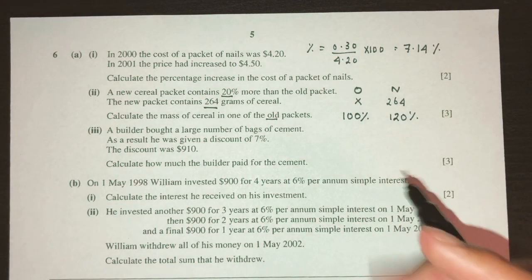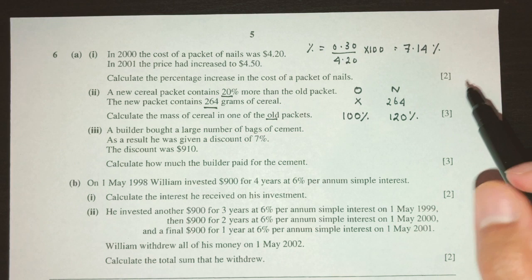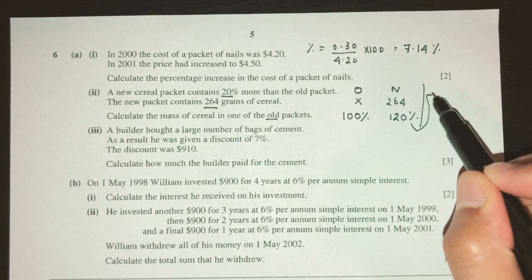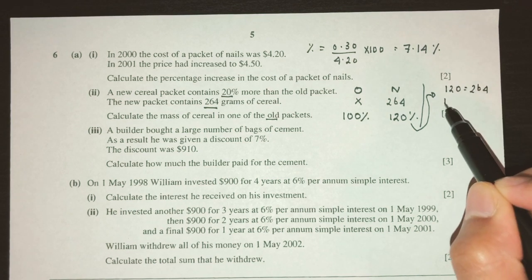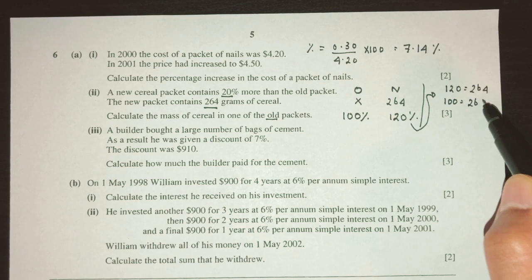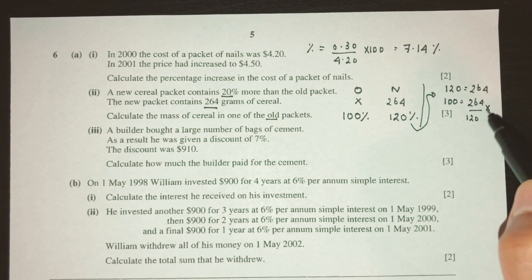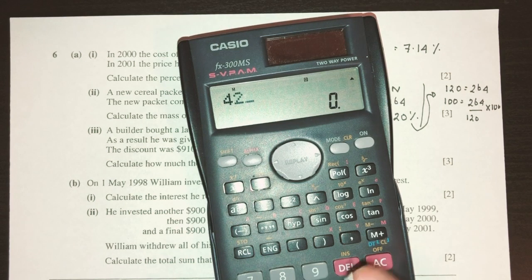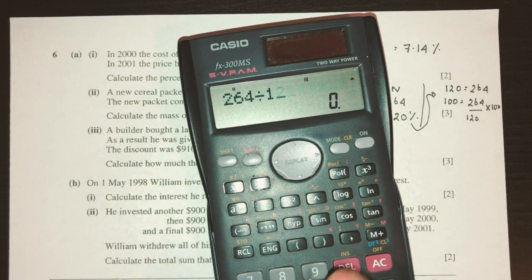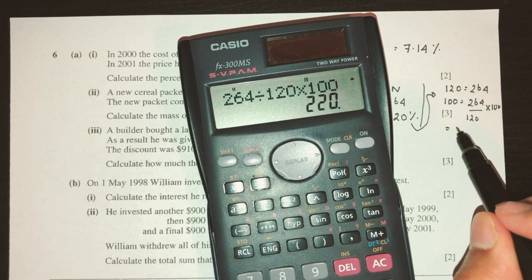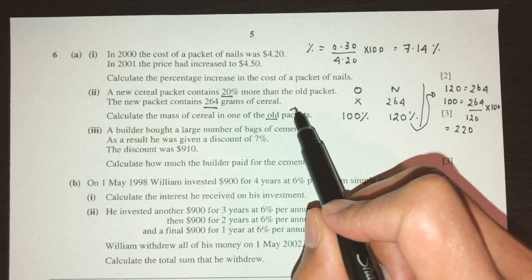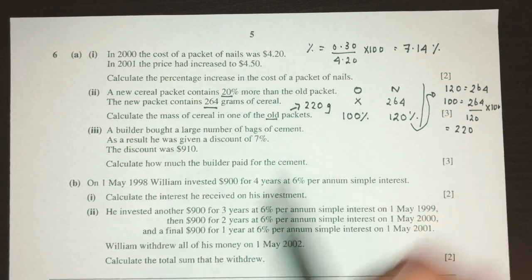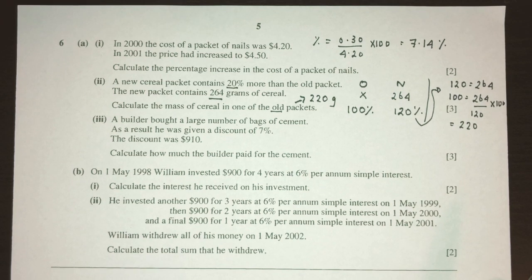So we have to use ratio to find the value of x. So from here we have, let me write this here. 120 is equal to 264, but we want to find 100. That will be 264 divided by 120 times 100. That will be 220. So your answer here for x is the mass is 220 grams.